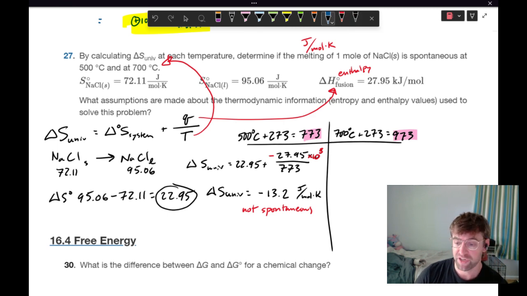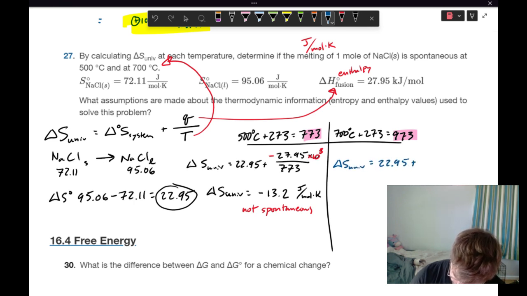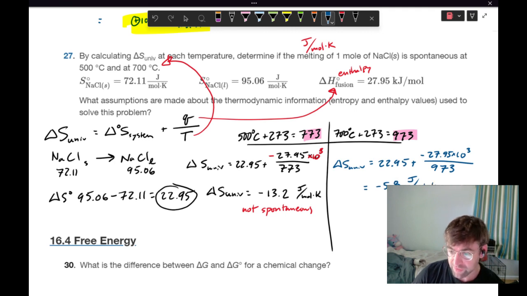So we can use this same equation and just substitute in our temperature value at 700 degrees Celsius. So 22.95 plus negative 27.95 times 10 to the third, and divide by 973 this time. And we should get a value of negative 5.8 joules over mole dot Kelvin. And this is still not spontaneous because there's still a decrease.